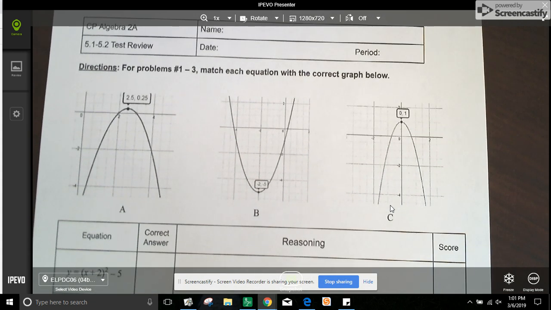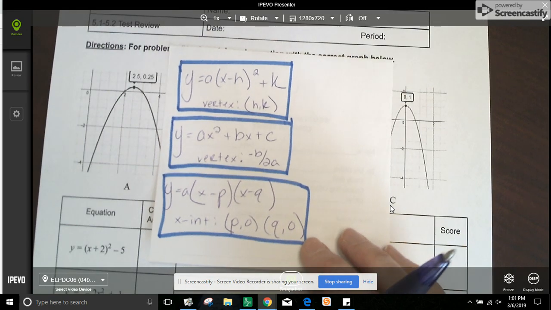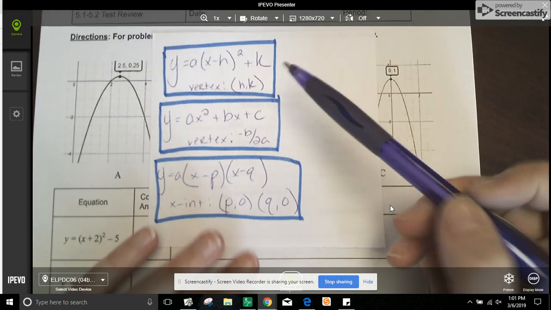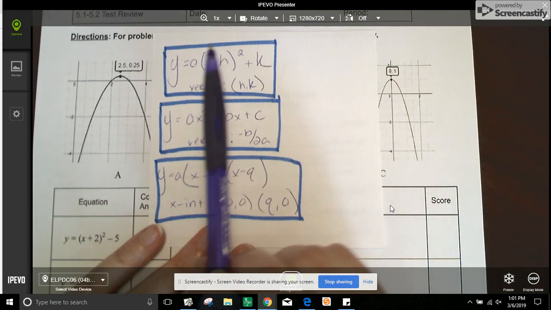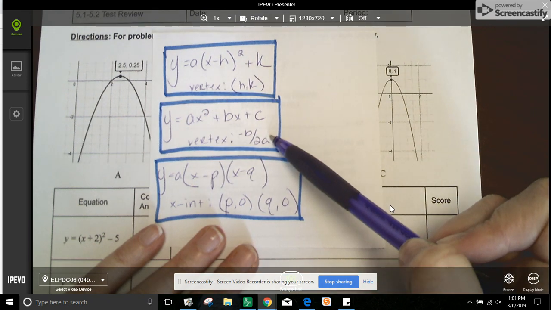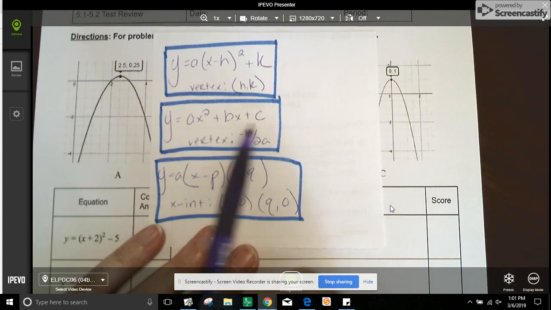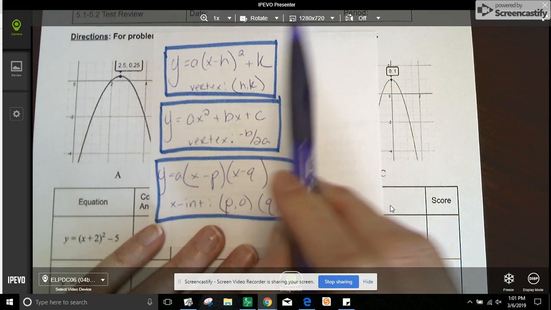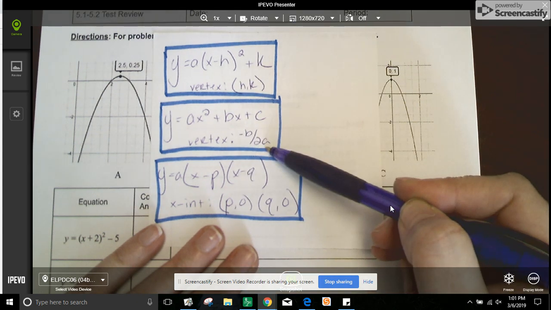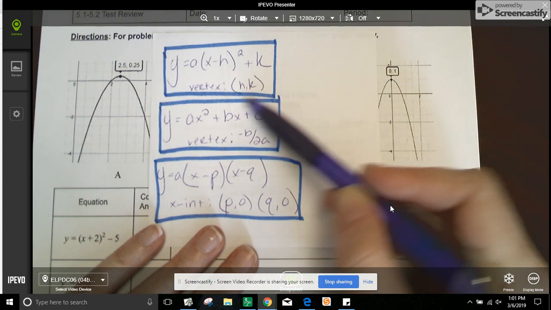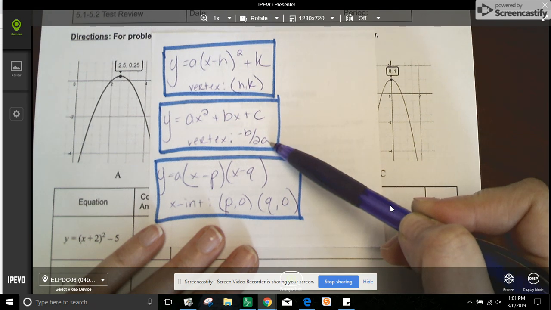So when you're matching your graphs, the first thing you have to remember is the 3 different forms that we went over. So the first form that we did was actually this one. It's when there's no parentheses whatsoever, and your vertex is found using negative b over 2a. So this one gives you the vertex using this formula.